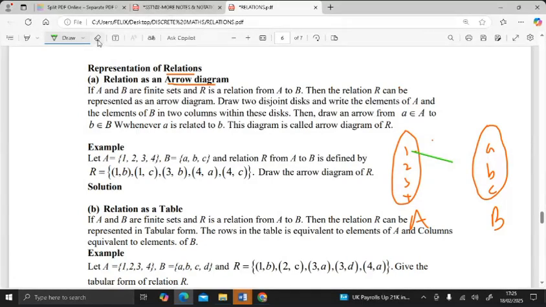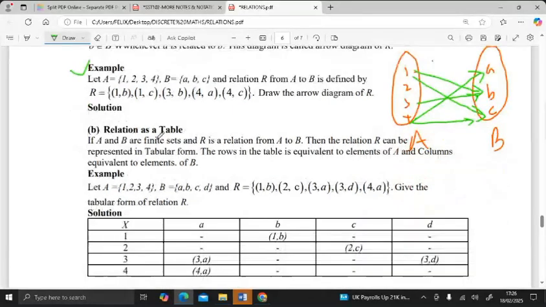Okay, it was a bit slow in showing. So we have that. 3 is related to B, so we have that. 4 is related to A, so we have that there. And then 4 related to C, so we have that. That is what you call an arrow diagram.